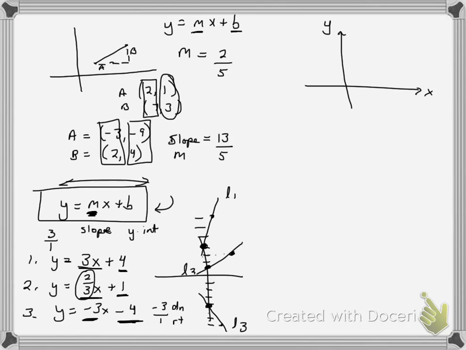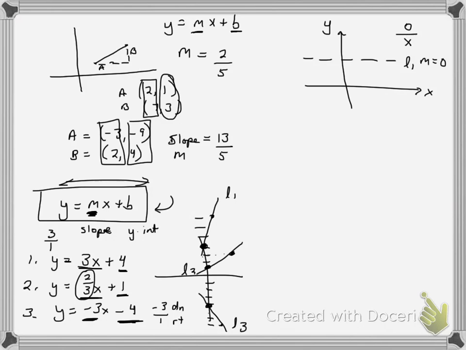So what would happen if we had a horizontal line? Well, my x is changing, but my y is not. So this would represent 0 over something, or my slope is 0. On a horizontal line, the slope is 0.